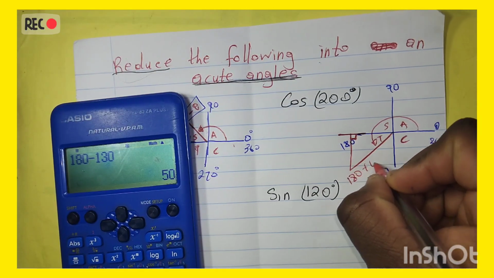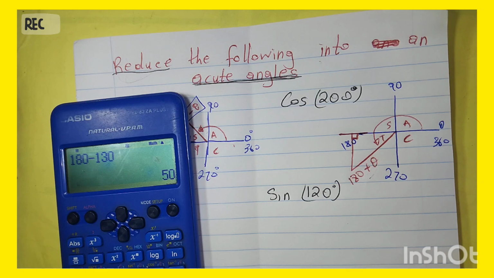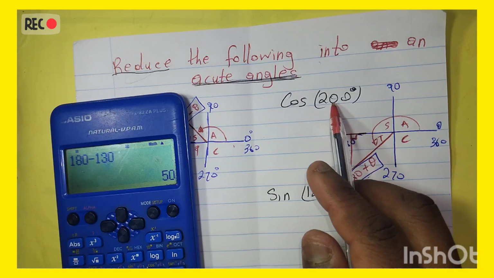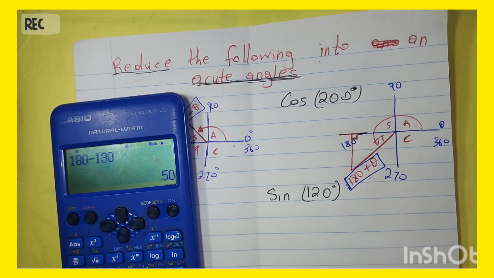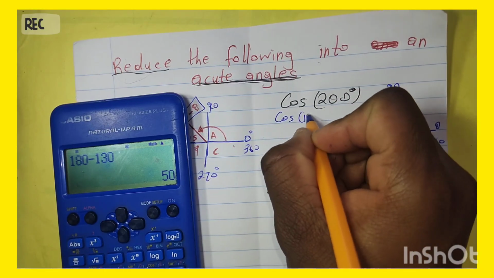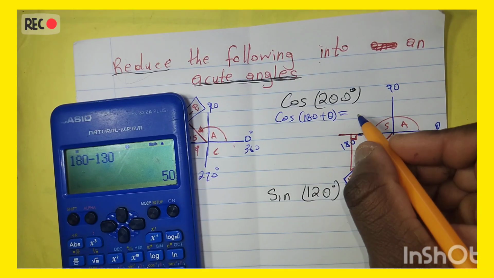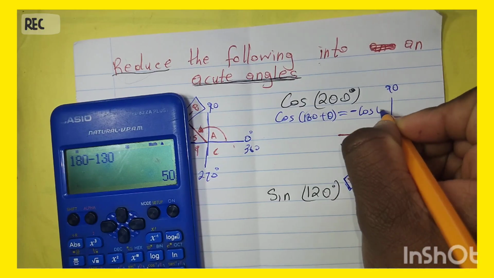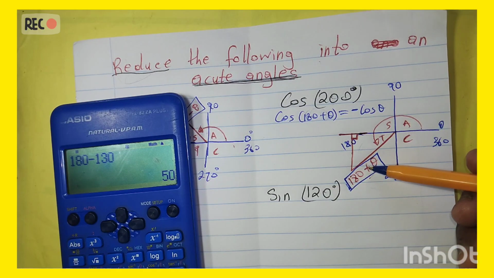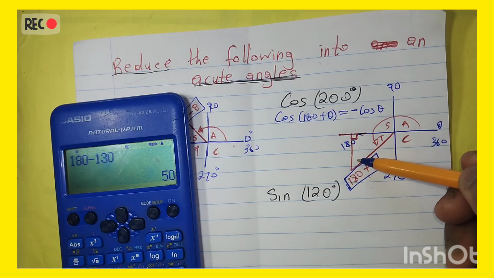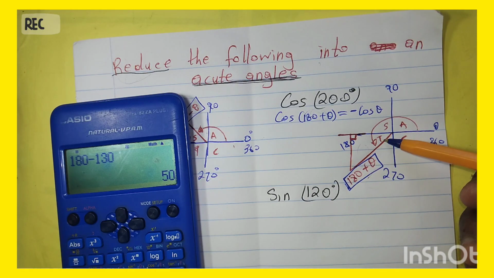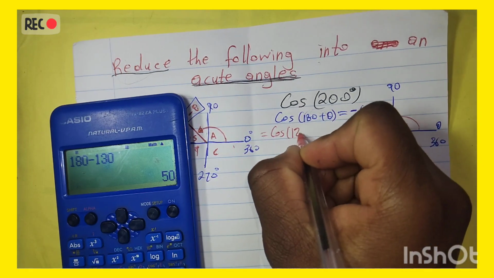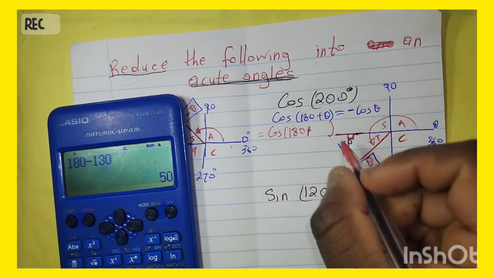So that's 180 plus theta. Now I will use this information to reduce this angle. For me to reduce that angle, I know that I have cos of 180 plus theta. In this position, cos is negative, because in the third quadrant only tan is positive, meaning cos must be negative.